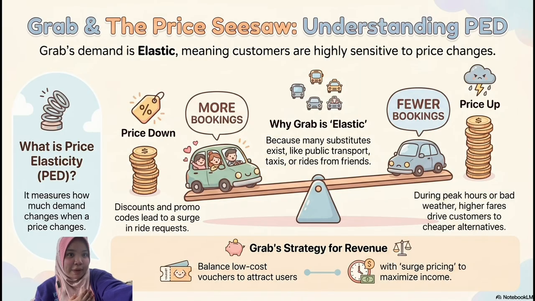Today I will explain about price elasticity of demand or PED using Grab Malaysia as my chosen business. First, price elasticity of demand refers to how much the demand for a product or service changes when its price changes. In simple words, PED helps us understand whether customers will continue buying a product when the price goes up or down. Let's look at Grab as an example.